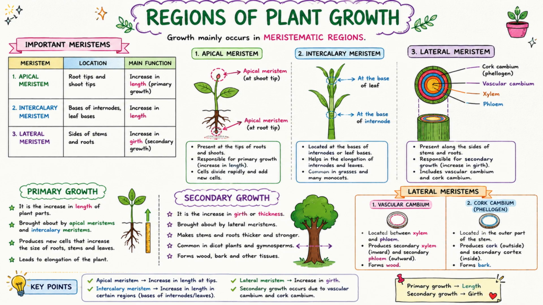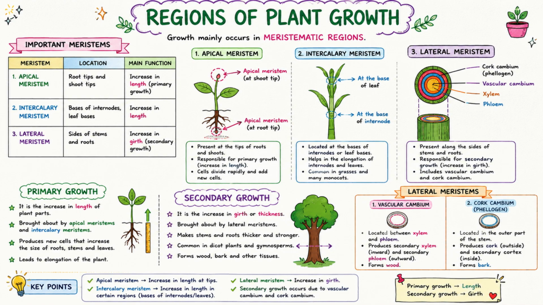Regions of plant growth. Easy explanation: plants do not grow equally from every part. Most plant growth occurs in special tissues called meristems. Meristematic cells have the ability to divide continuously and produce new cells. There are three important types of meristems: apical meristem, intercalary meristem, and lateral meristem. First, let's understand the apical meristem.